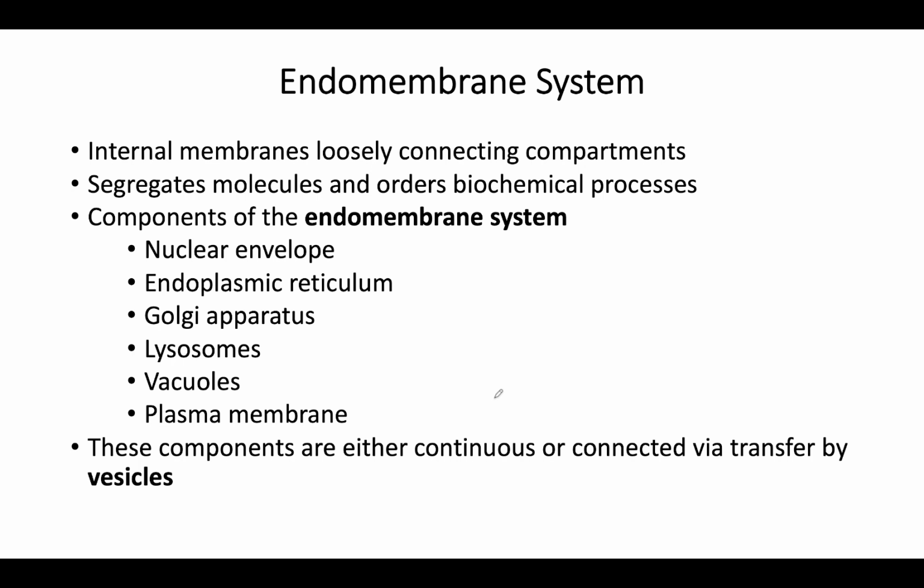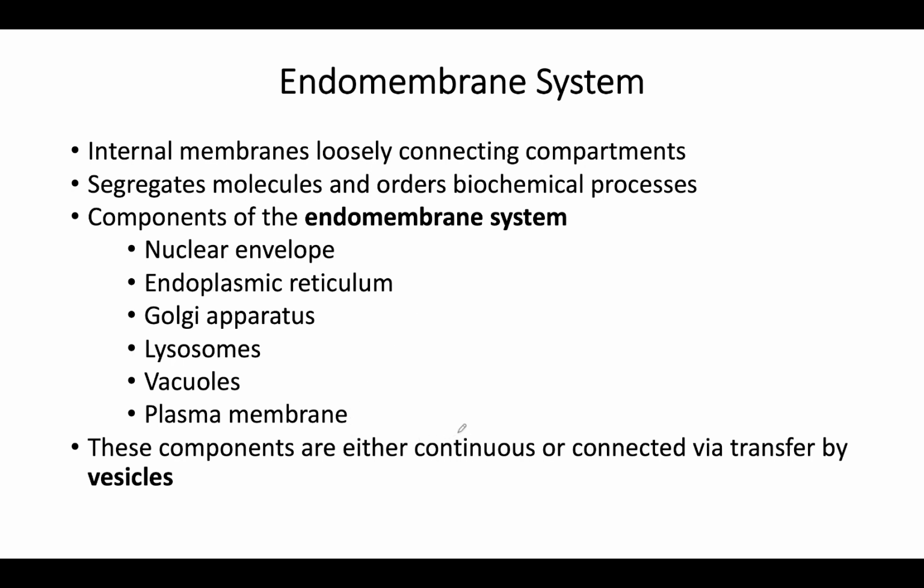Endomembrane system: internal membranes loosely connecting compartments, segregating molecules and ordering biochemical processes. The components of the endomembrane system are organelles inside the cytoplasm that have membrane-bound systems. For example, nuclear envelope, endoplasmic reticulum, Golgi apparatus, lysosome, vacuole, plasma membrane. These form the endomembrane system. You can simply understand, all these organelles carry membrane-bound structures.